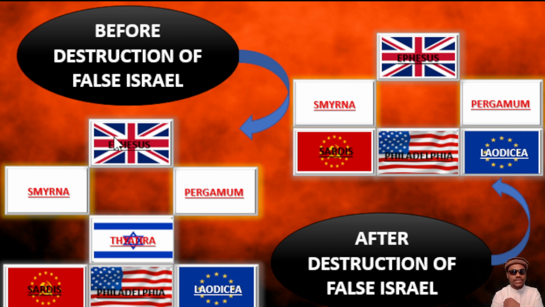Because you have your four churches right here. You have Ephesus, Smyrna, Pergamum, and Thyatira. Those are the first four churches in the first two chapters. And then you have the third chapter. You have Sardis, Philadelphia, Laodicea. Those last three churches are in chapter 3. So you have here the setup of the destruction of false Israel, which is in the first chapter. And then in the third chapter, you have the fall of America.